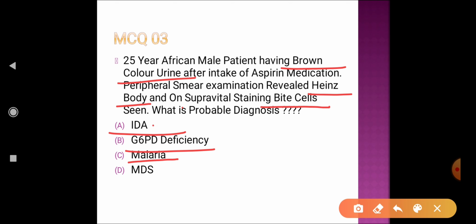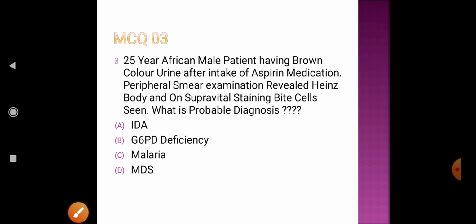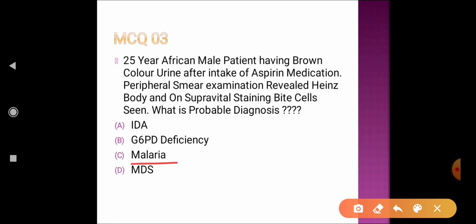In IDA, usually hemolysis is not present. So you can exclude iron deficiency anemia and MDS, that is myelodysplastic syndrome, as a cause. So here you have confusion between two causes, malaria or G6PD deficiency. In malaria, blackwater fever, blackwater urine, can be seen. The urine can be black in malaria.